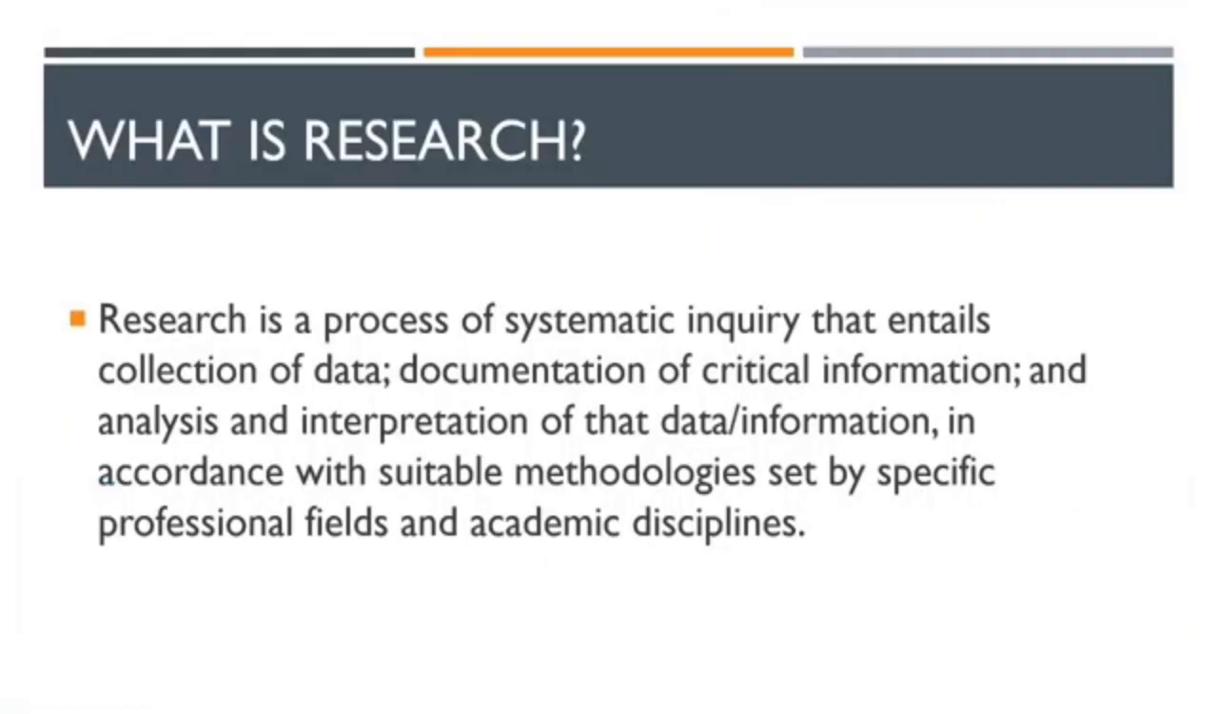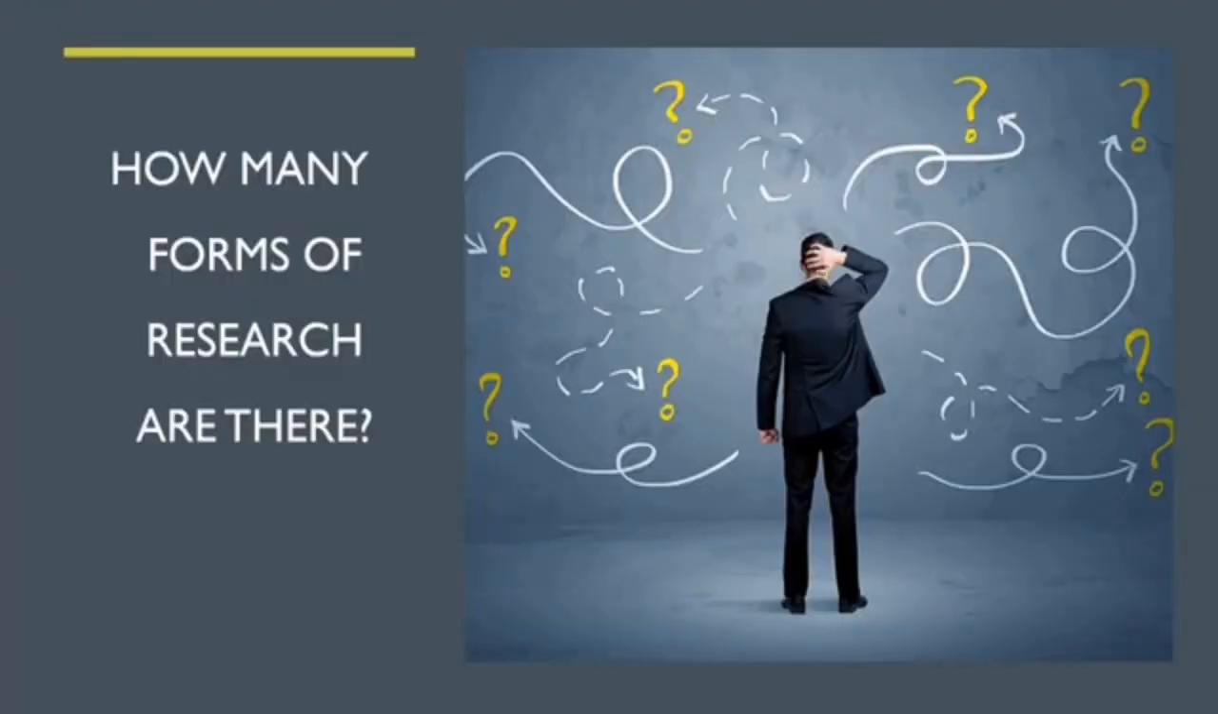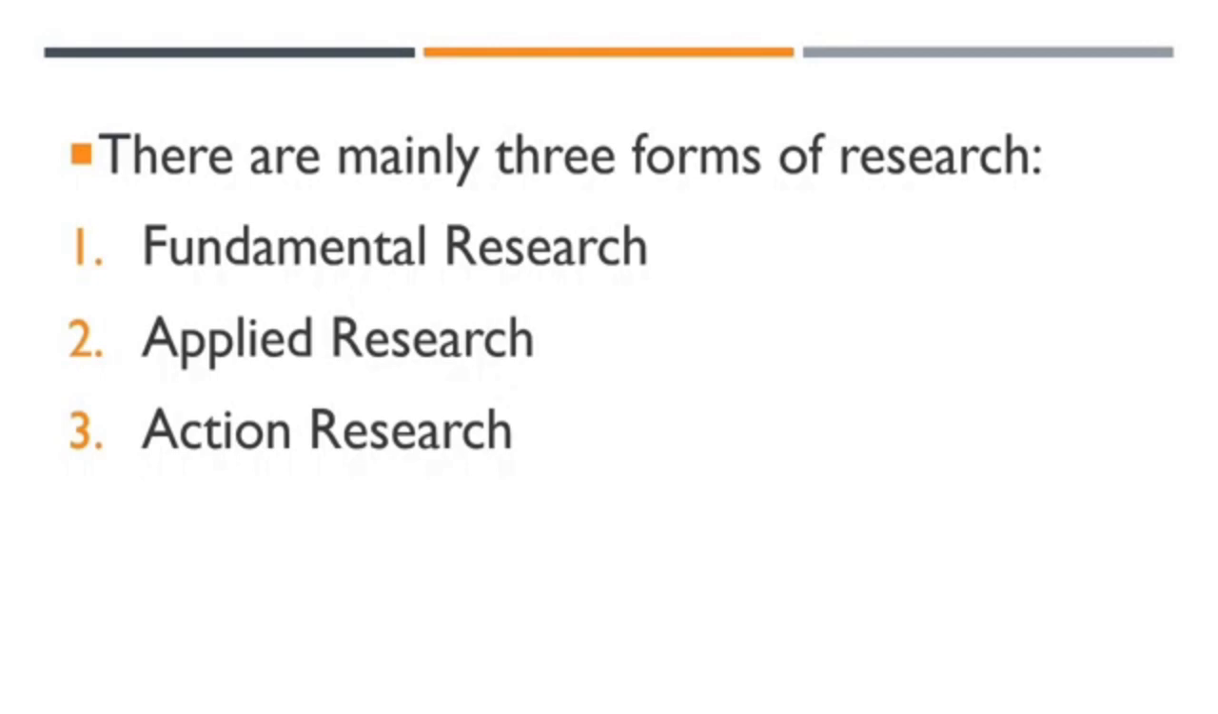Research is a process of systematic inquiry that entails collection of data, documentation of critical information, and analysis and interpretation of that data or information in accordance with suitable methodologies set by specific professional fields and academic disciplines. How many forms of research are there? There are mainly three forms of research: fundamental research, applied research, and action research.